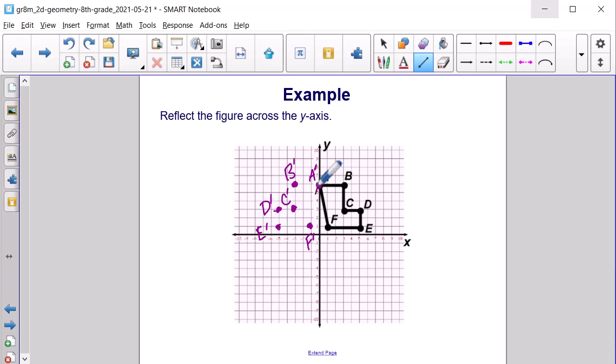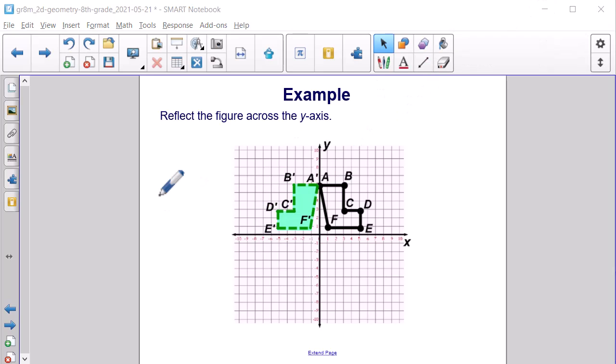And if we connect these with our line segments, we will get the same figure just reflected across the y-axis. And the solution on this slide does verify that the image of our original figure after being reflected across the y-axis is this shape right here, A prime, B prime, C prime, D prime, E prime, F prime.